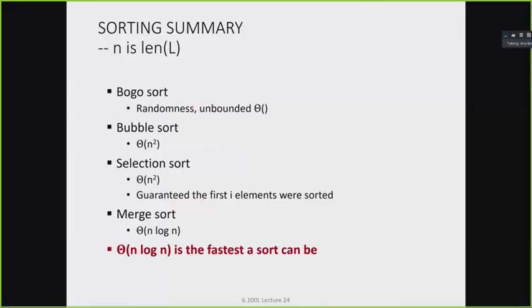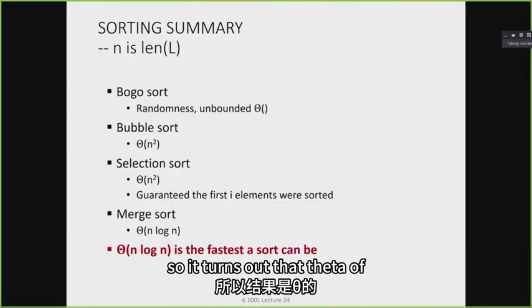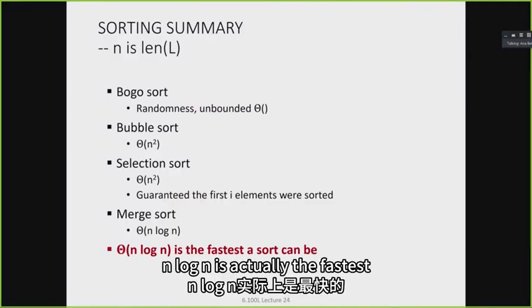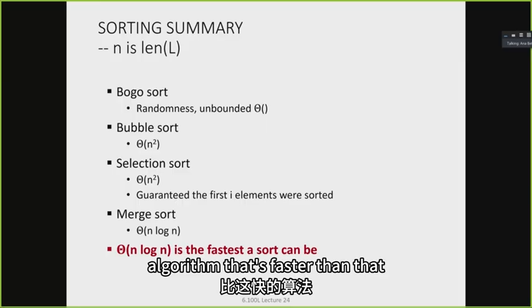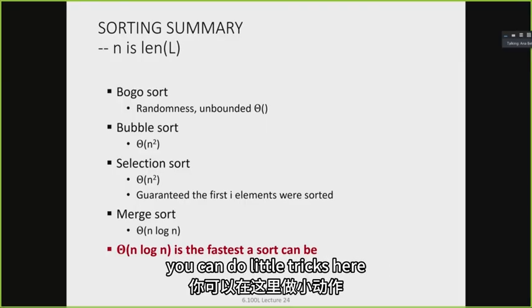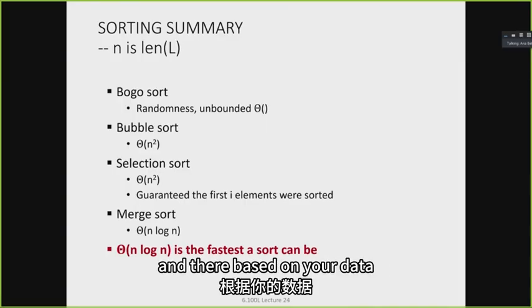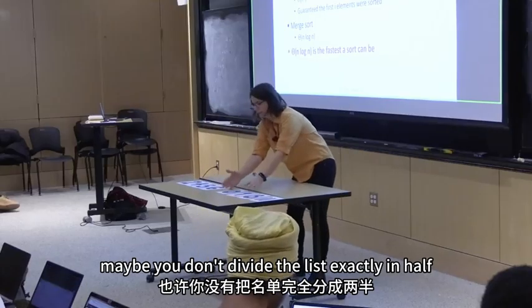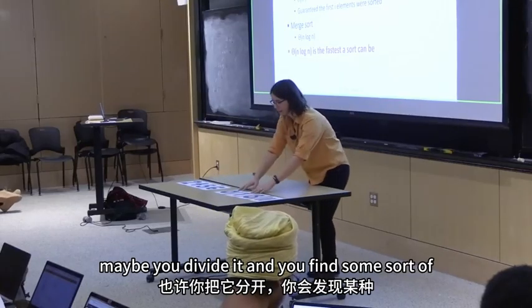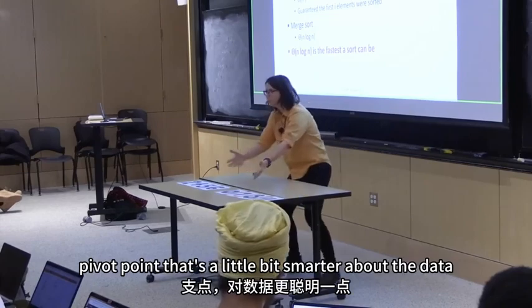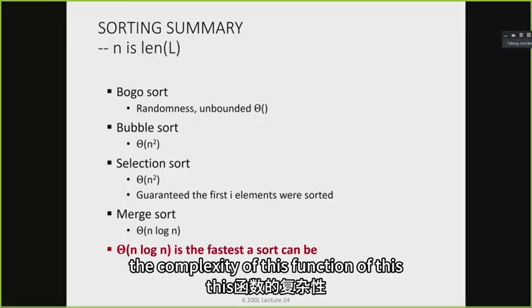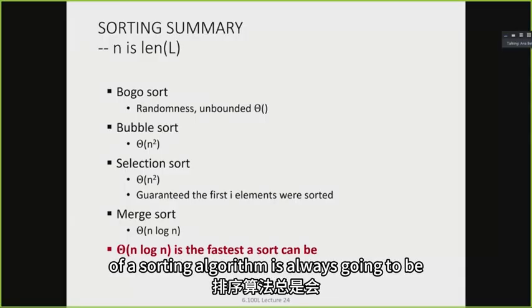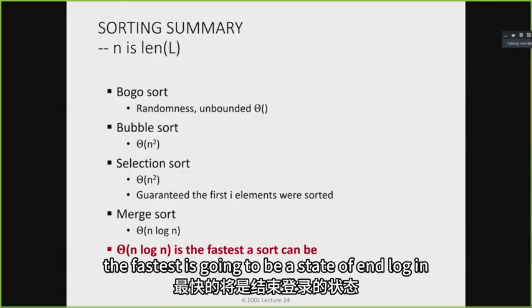Okay. So it turns out that theta of n log n is actually the fastest we can have a sort be. You cannot do a sorting algorithm that's faster than that. You can do little tricks here and there based on your data. Maybe you don't divide the list exactly in half. Maybe you divide it and you find some sort of pivot point that's a little bit smarter about the data. But in general, the fastest a sorting algorithm is going to be is theta of n log n.